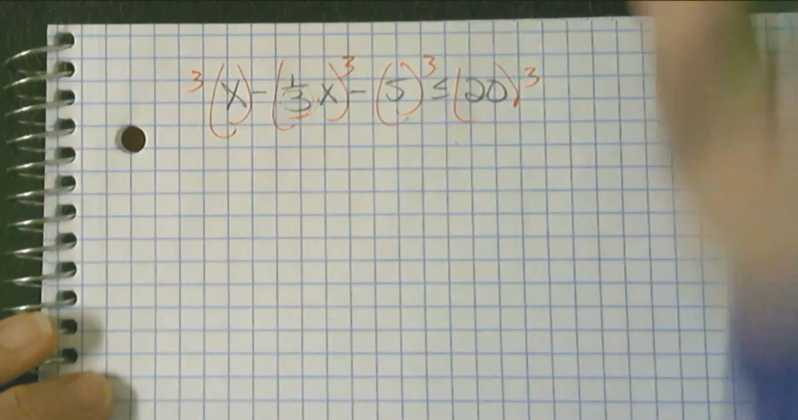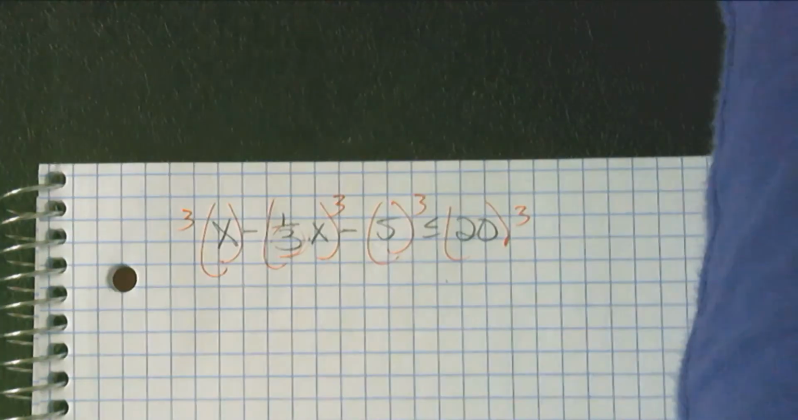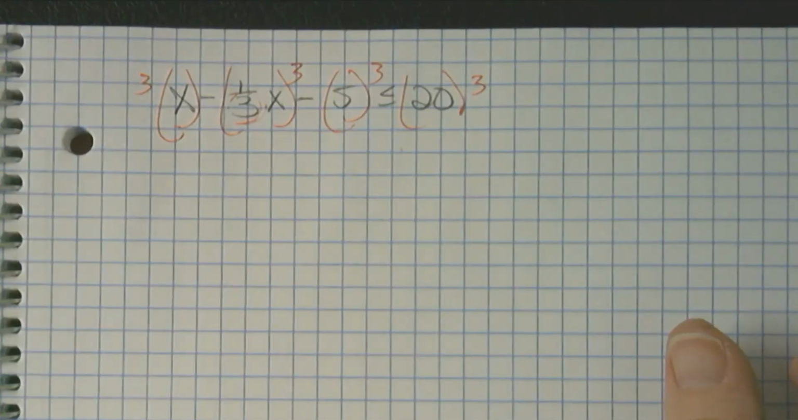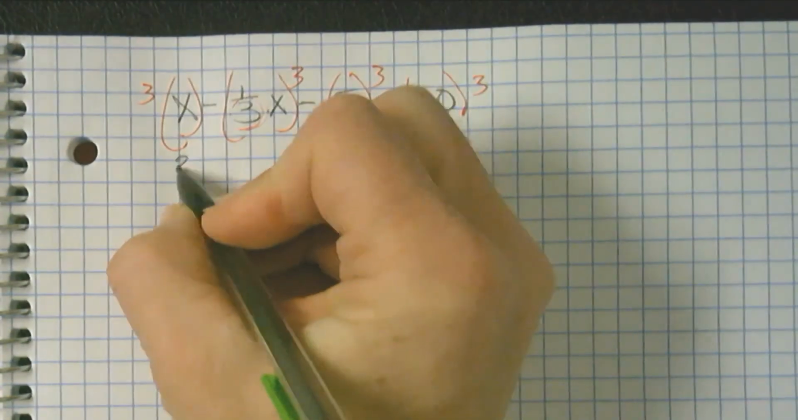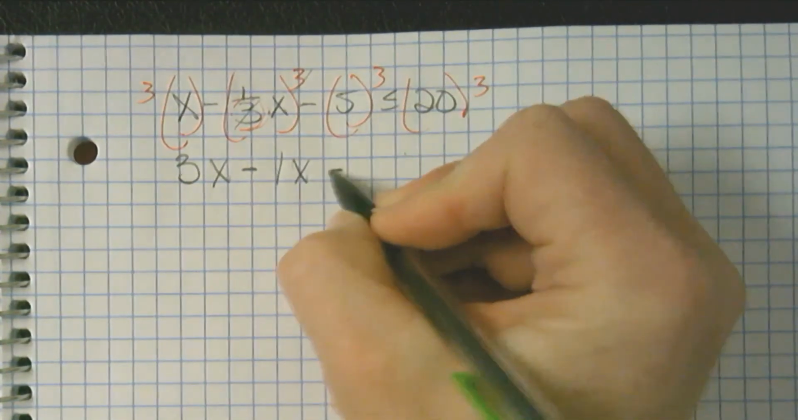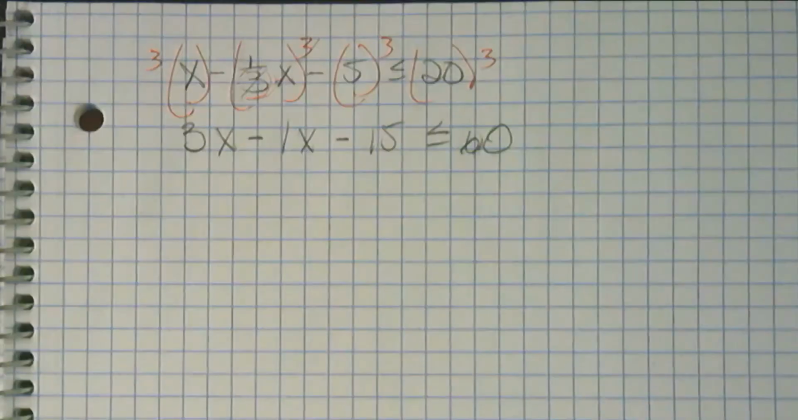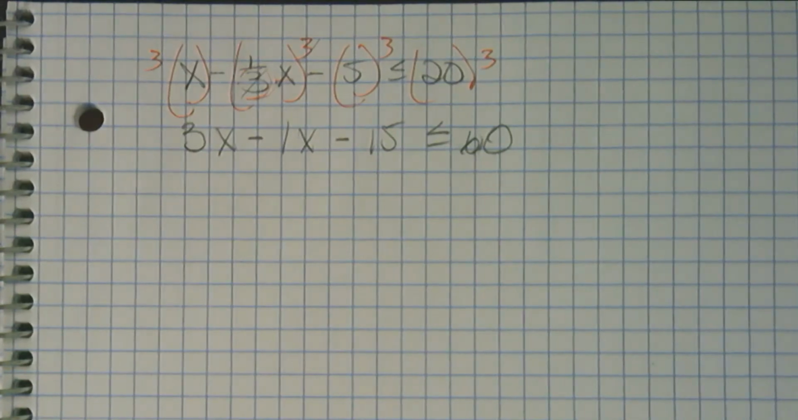Now, in the future, this might be one where you're like, clearing fractions doesn't really help me out here. So don't do clearing fractions in the future. Right? So you're going to kind of decide when it's a good idea and when it's not moving forward. All right, but in your homework tonight, if there's fractions, I want you using clearing fractions. So I have 3x minus 1x minus 15 is less than or equal to 60. Questions on that so far?